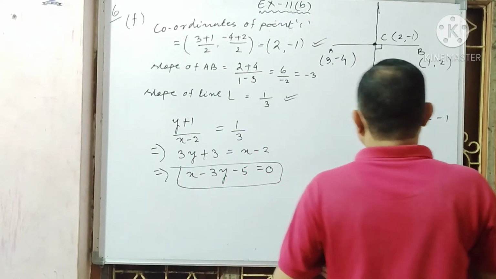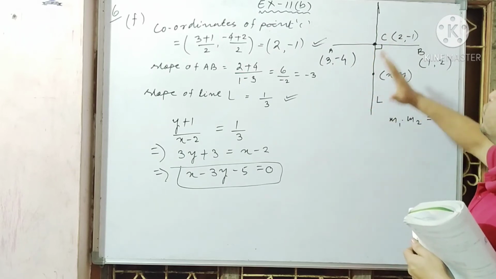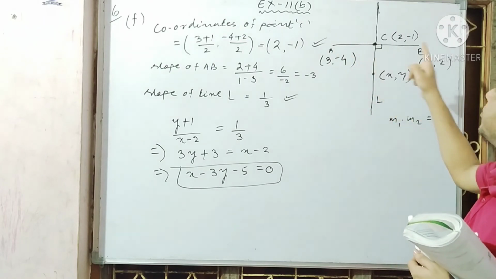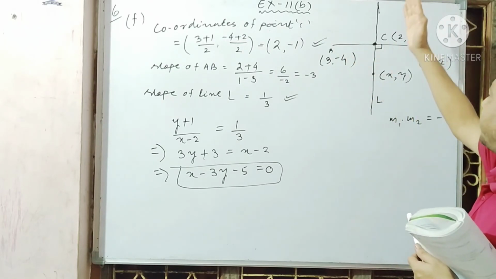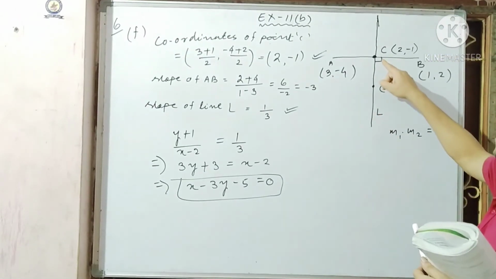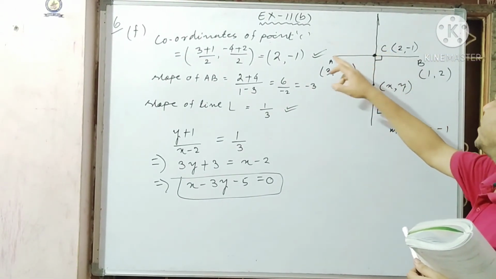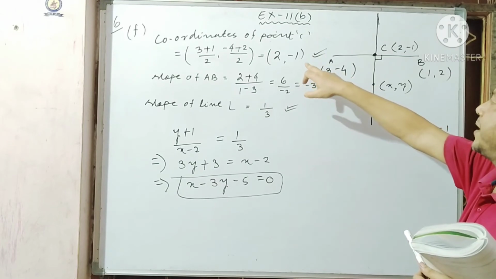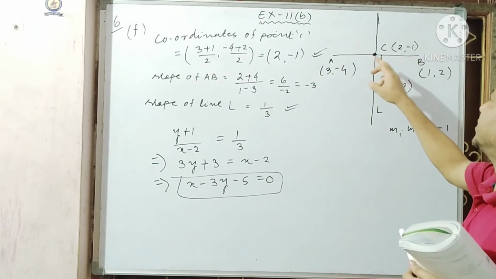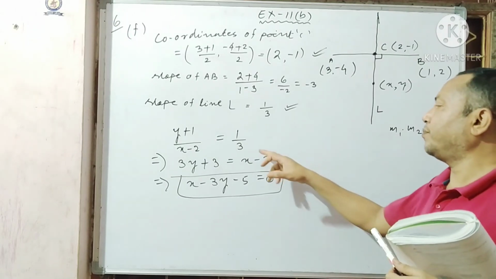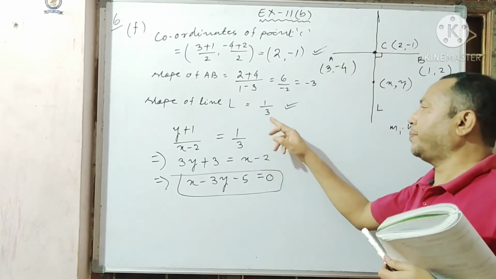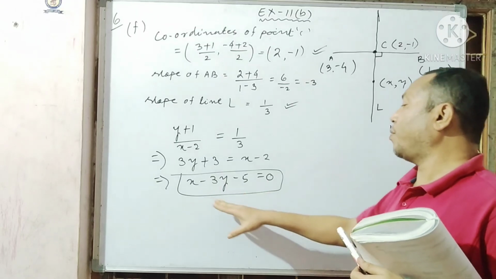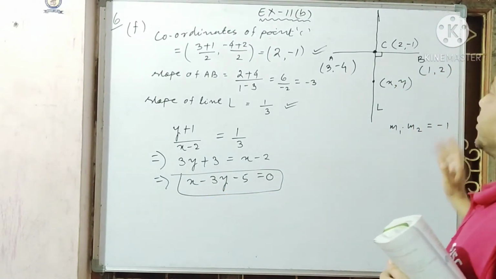So you see here, try to understand. The question was to find out the equation of the straight line which is bisecting AB at right angles. This angle is 90 degrees and C is the midpoint of AB. So using this concept, we have calculated the coordinates of the point C, which is the midpoint of AB, and the slope of the line L, which is perpendicular to AB, and it is 1 by 3. Now using the point slope form, the equation is found to be x minus 3y minus 5 is equal to 0.